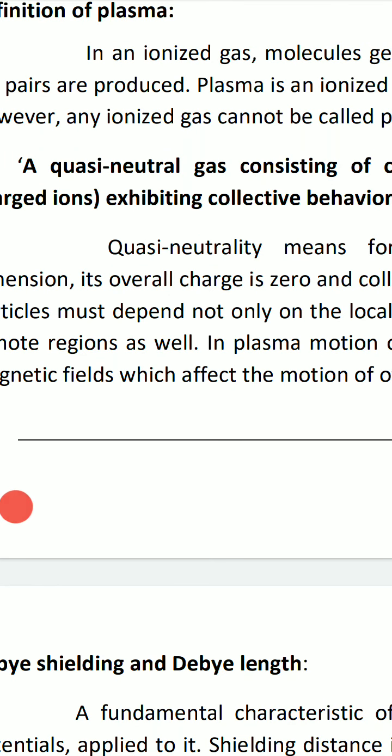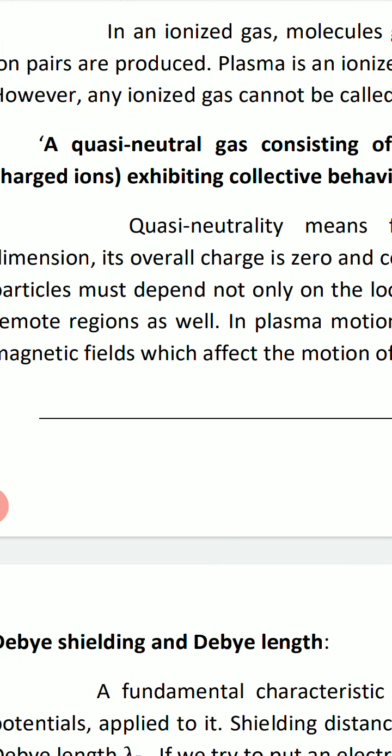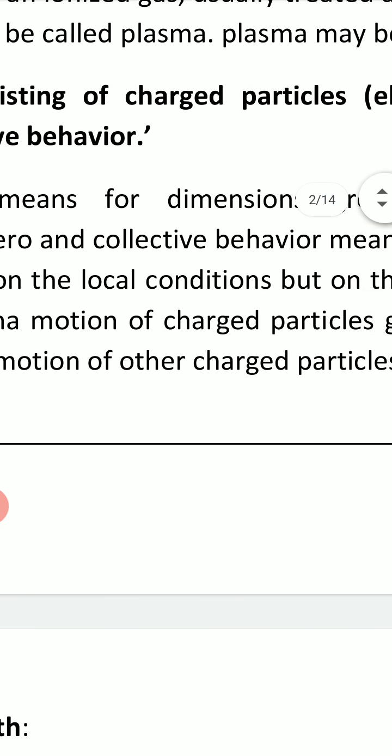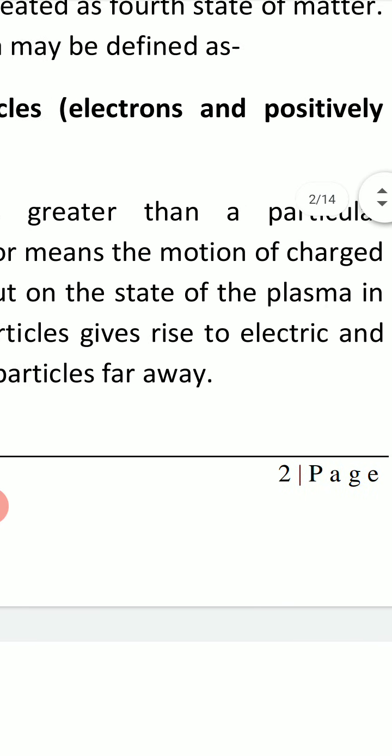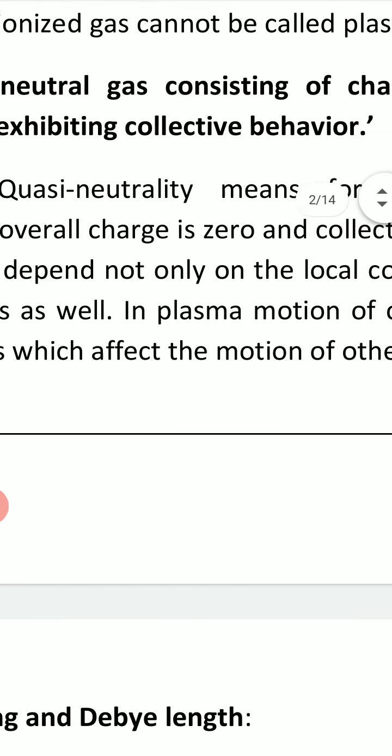Plasma is ionized gas which contains electrons and positive ions. But every ionized gas is not plasma. Plasma is defined as a quasi-neutral gas consisting of charged particles, that are electrons and positively charged ions, which exhibit collective behavior.